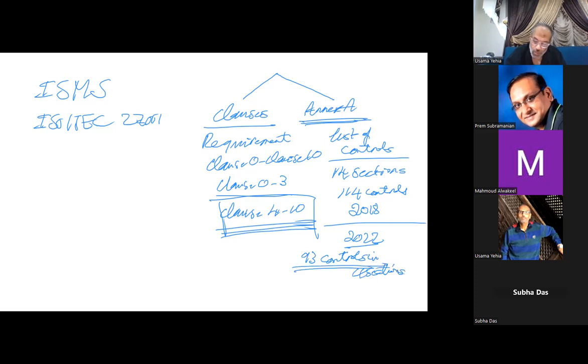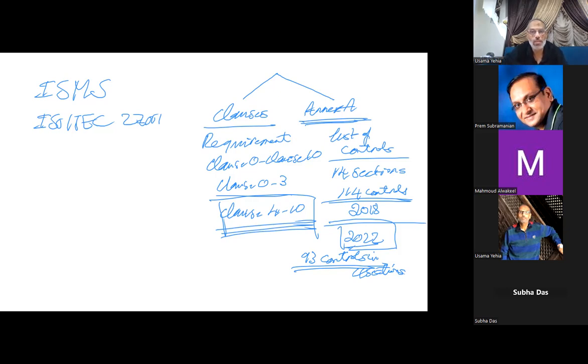Now, as you can see, 93 and 114. Believe it or not, they did not remove any control, but they merged a lot of controls. 2022, it consists of 11 new controls. 11 new controls. Okay.